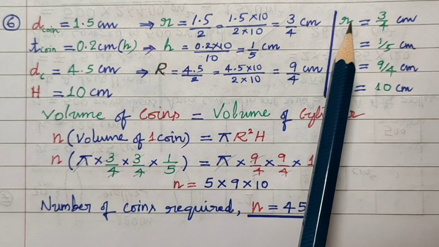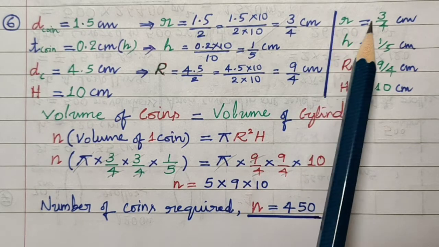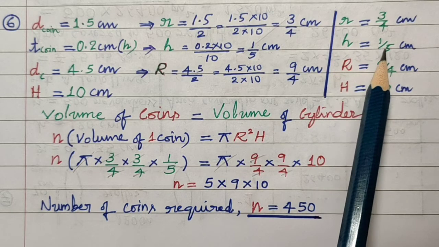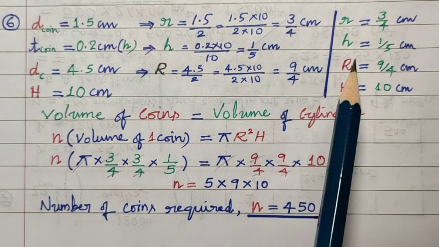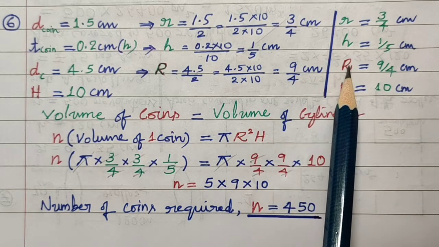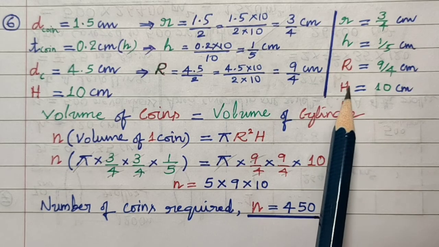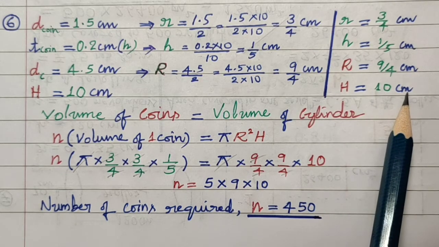Now we have found the radius of a coin as 3 by 4 centimeter and the thickness, which is nothing but the height of a coin, is 1 by 5 centimeters. This is the radius of the circular cylinder, 9 by 4 centimeters. This is the height of the cylinder, that is equal to 10 centimeters.